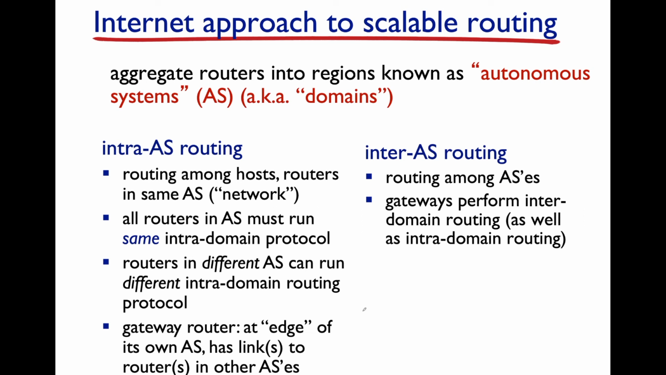There's another router called a gateway, and this gateway router sits at the edge of its own autonomous system. It has links both to the routers within the autonomous system as well as to a router or a couple of routers in a different autonomous system. This inter-autonomous system routing is routing among ASes, and in this case the gateways perform inter-domain routing as well as intra-domain routing. The inter-domain routing establishes routes to get to all the other gateways so you can push packets into a different autonomous system. And the intra-domain routing is, once that packet makes it into the autonomous system, how you get it to the right router within the same router network.